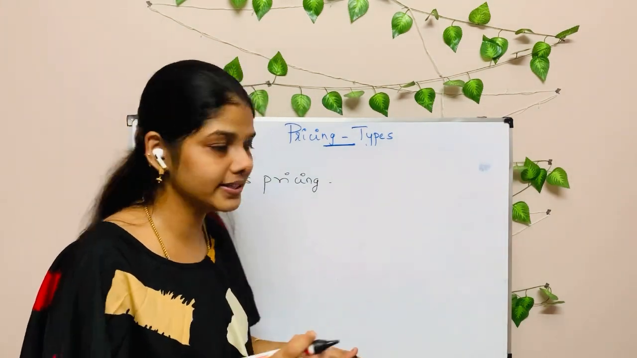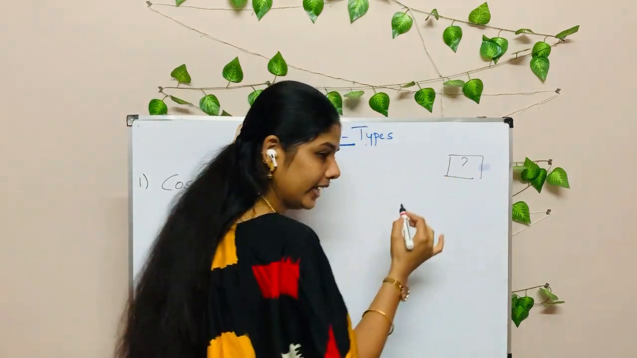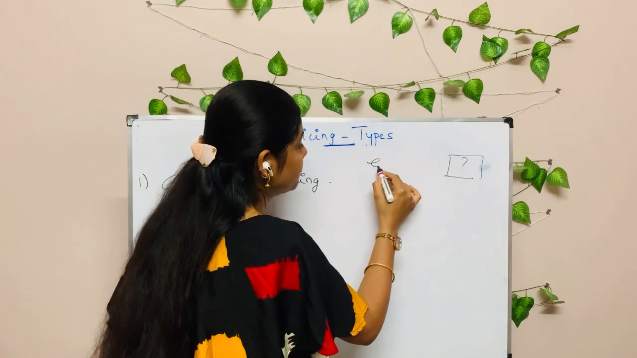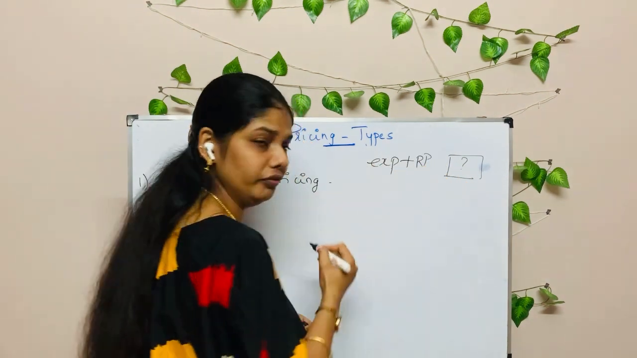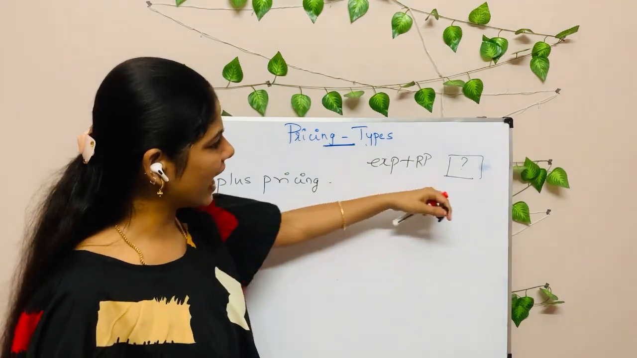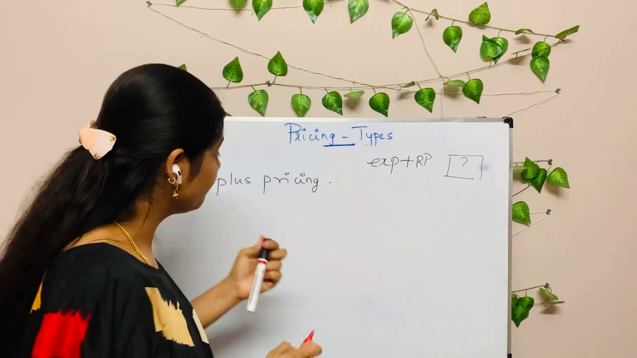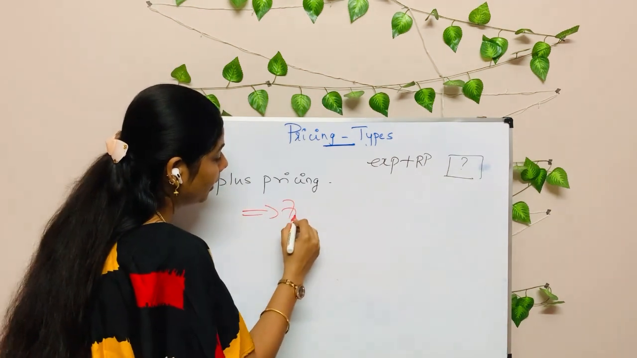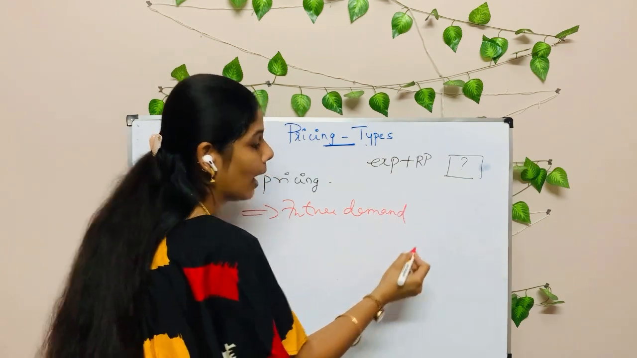What is cost plus pricing? The manufacturer will set a price for his product based on the expenses that he has made plus a reasonable profit. So when a manufacturer does this, the main disadvantage that he will face is future demand. He will not know what will actually happen in the future.